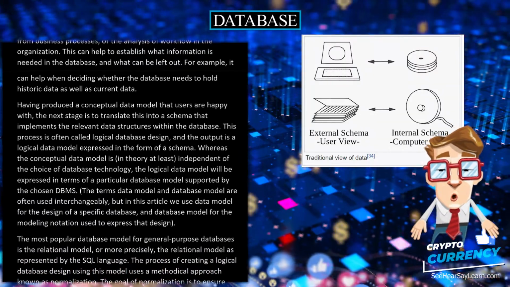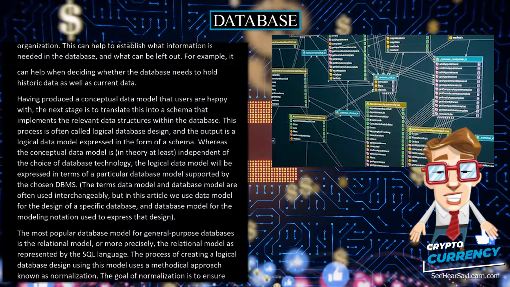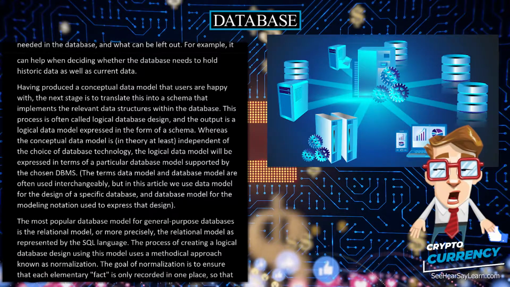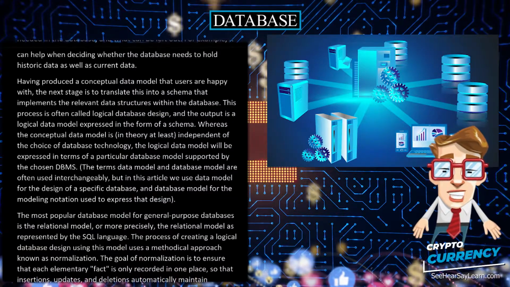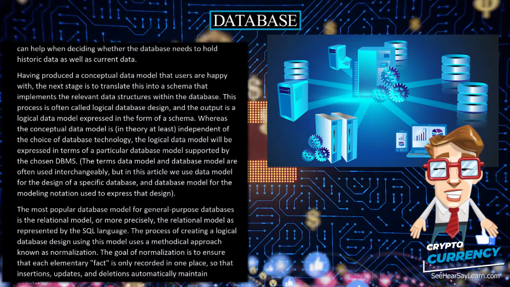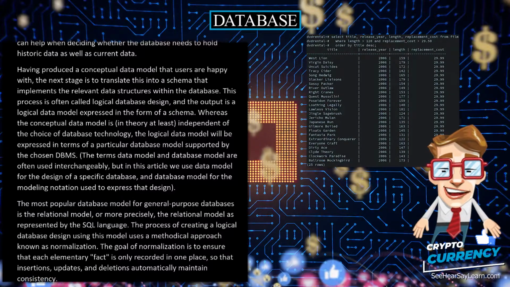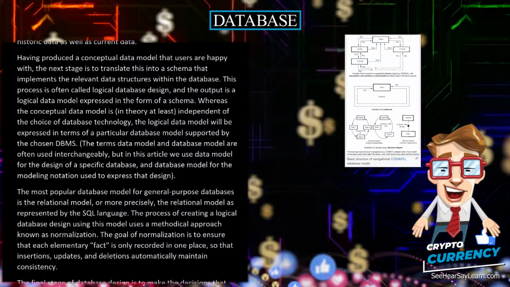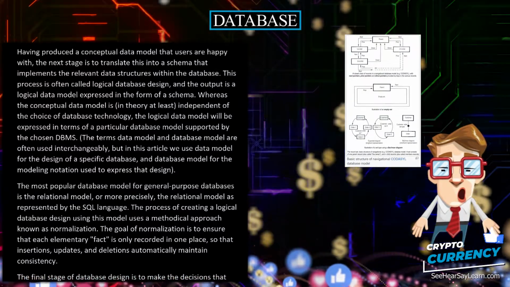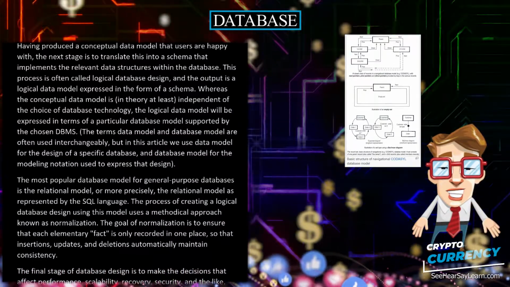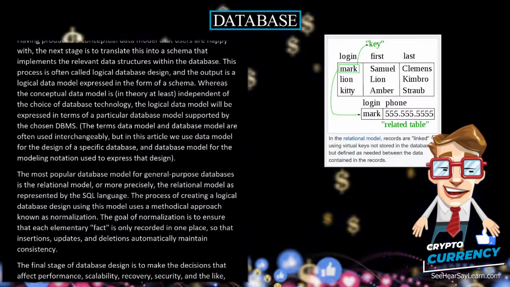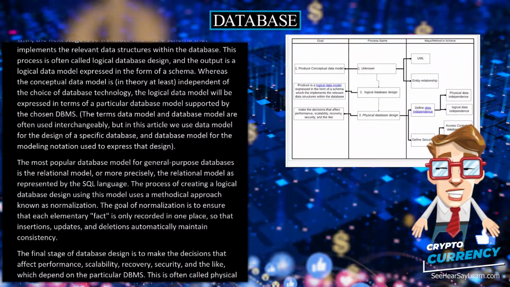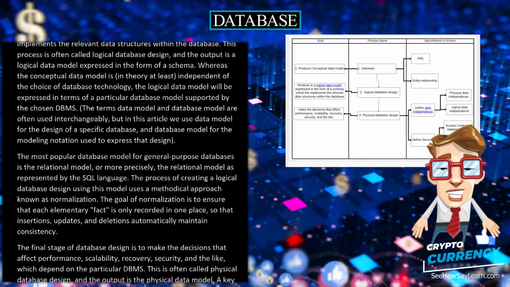The most popular database model for general-purpose databases is the relational model, or more precisely, the relational model as represented by the SQL language. The process of creating a logical database design using this model uses a methodical approach known as normalization. The goal of normalization is to ensure that each elementary fact is only recorded in one place, so that insertions, updates, and deletions automatically maintain consistency.